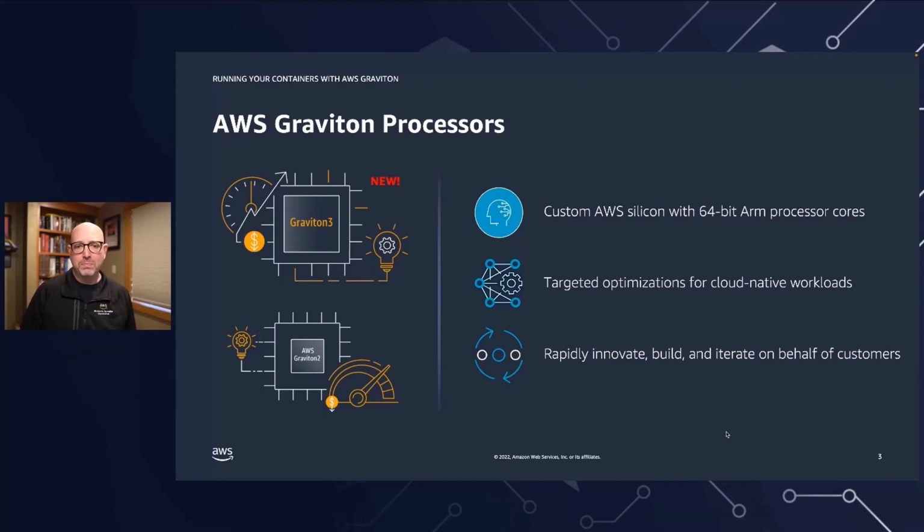Graviton has been built with the cloud in mind. And so our engineers at Annapurna have built Graviton by looking very closely at how customers actually use the cloud today. And so we've targeted our optimizations in these processors for cloud-native workloads. And we've done so while also leaving unnecessary features of the CPUs out. Graviton is part of our overall Nitro system, which allows us to rapidly innovate, build, and iterate on customer behalf by taking their input into account and how they run real workloads in AWS. So we can do so in a cost-effective, sustainable, and performant manner.